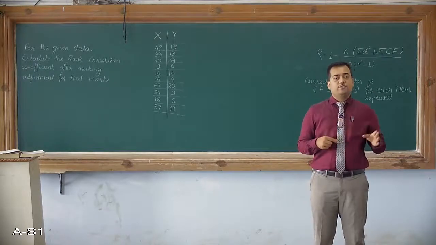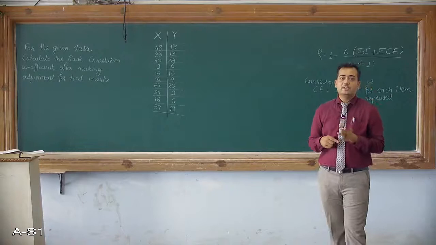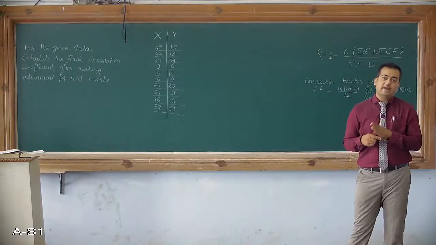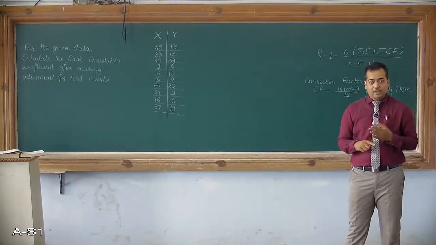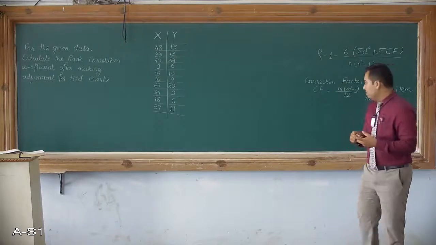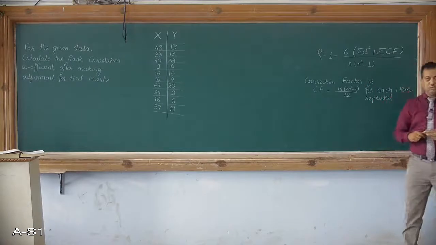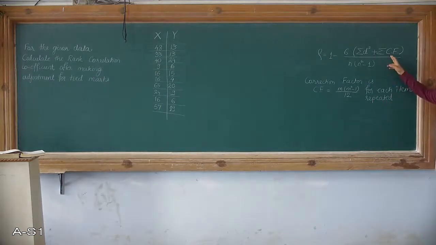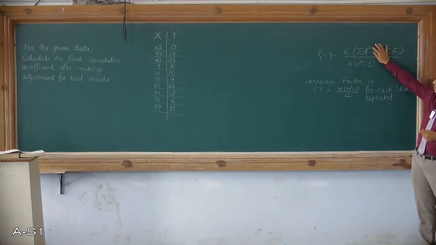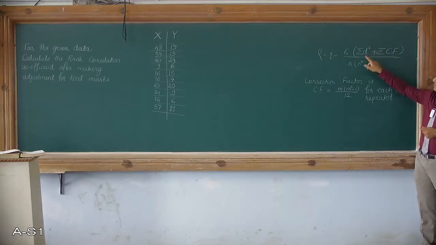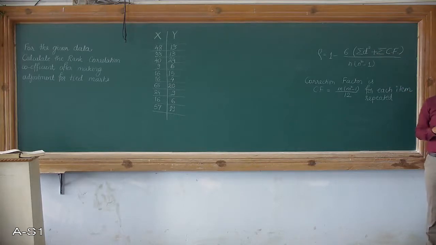Our basic formula remains the same, that is 1 minus 6 into summation of d square divided by n into n square minus 1. The additional thing here is something called summation of CF. Otherwise it was only this much. Now summation of d square is added with summation of CF, where CF stands for correction factor. Every item which is repeated will have a correction factor.